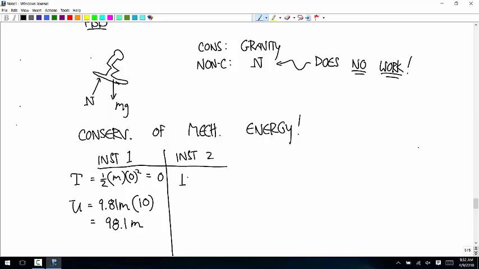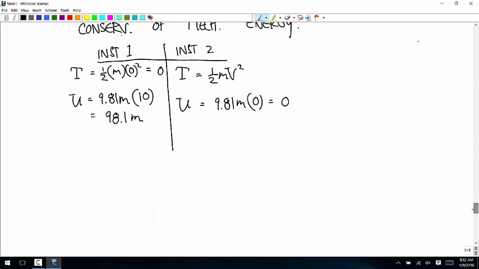Now, at the bottom of the hill, what's the kinetic energy? 1/2 m, and then we don't know the speed. That's what we're trying to find. So this is just v squared. And then what's the potential energy? Right, 9.81 times m times 0. So this is 0. And T instant 1 equals T instant 2.